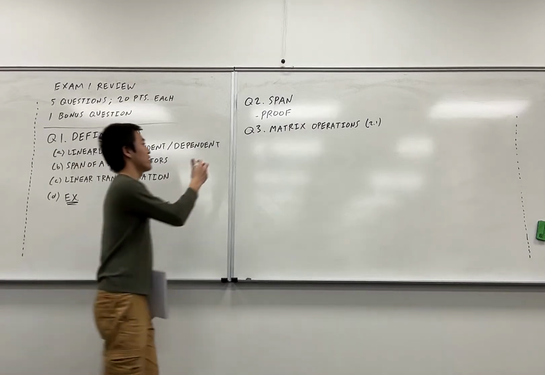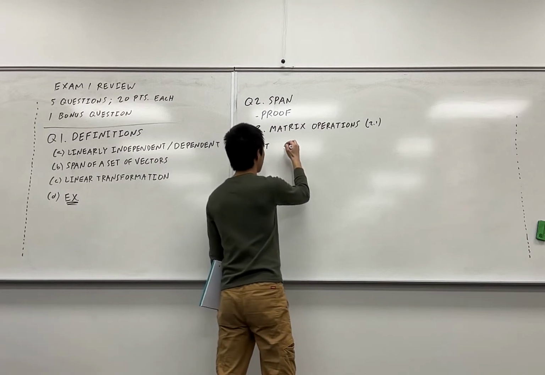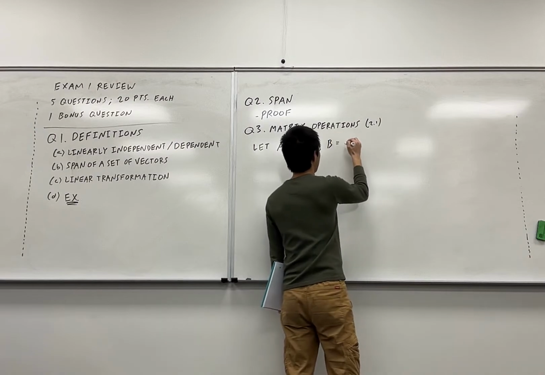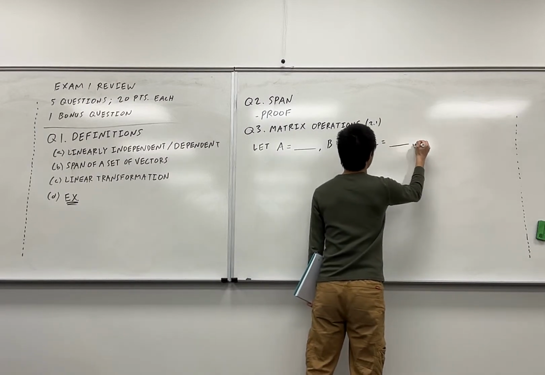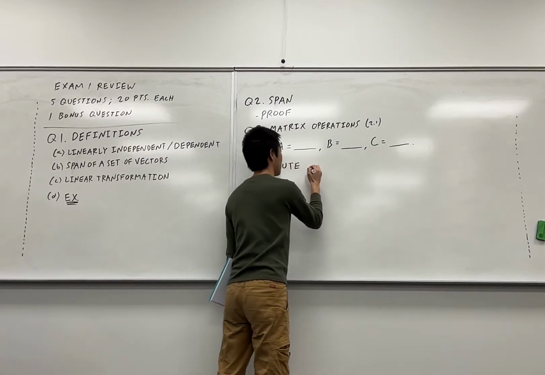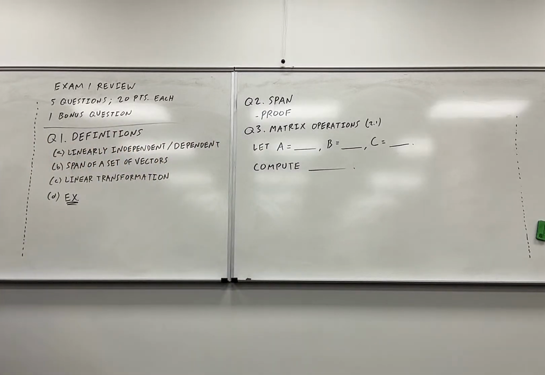The way it's going to read is it'll be: let A is, B is, C is, compute something. And that's only going to be matrix operations. There's nothing crazy, okay? That problem is going to probably be the most difficult one on the test. I anticipate most people losing their A's and B's to that one.